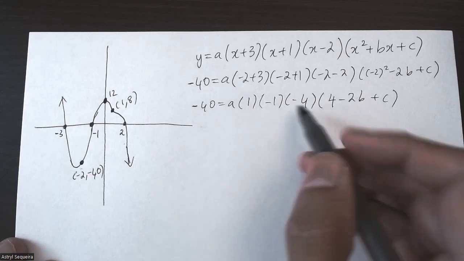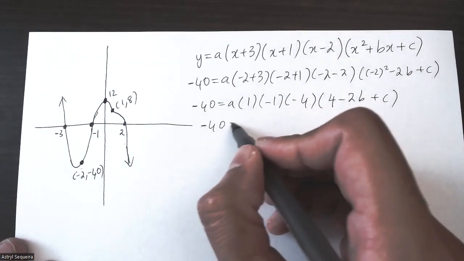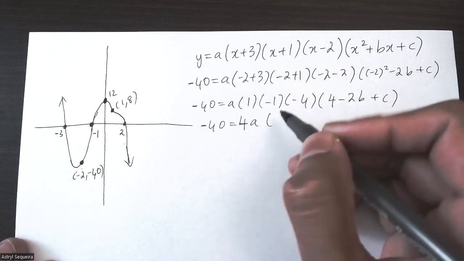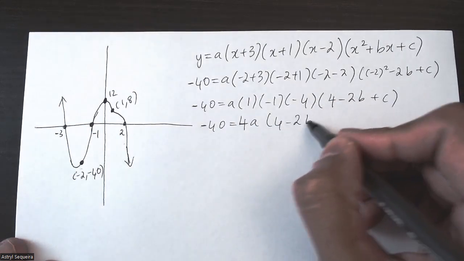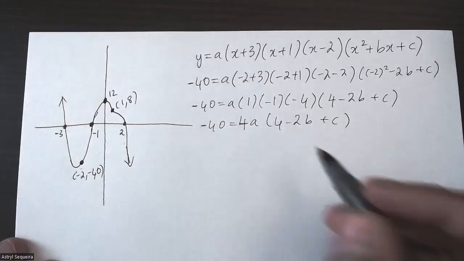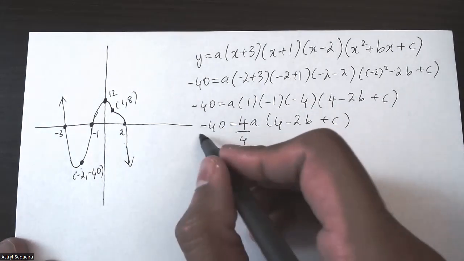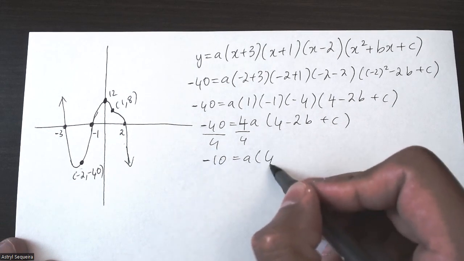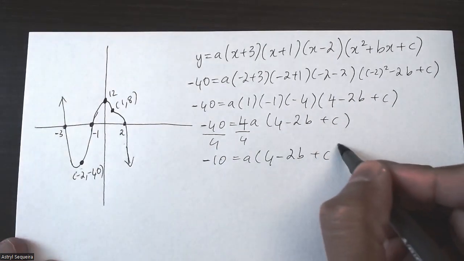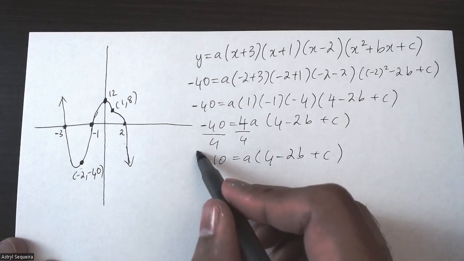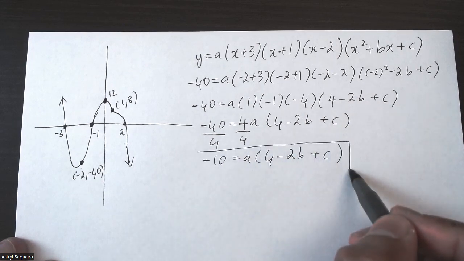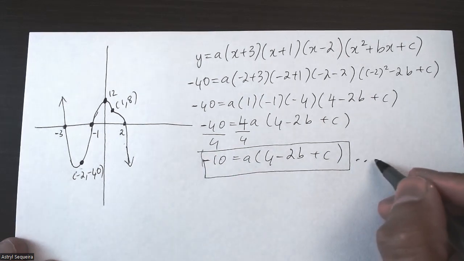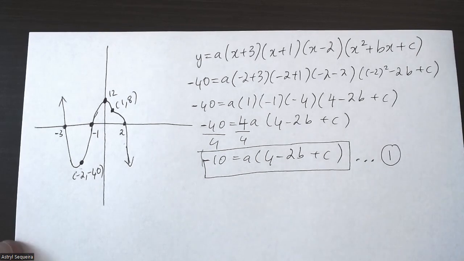And I'll multiply these numbers in the front. So -40 equals, actually it's just +4a times (4 minus 2b plus c). Then I can simplify a bit more by just dividing by 4 on both sides. So -10 equals a times (4 minus 2b plus c). That's as much as I can simplify this. So I'm just going to highlight this equation and call it equation number 1.